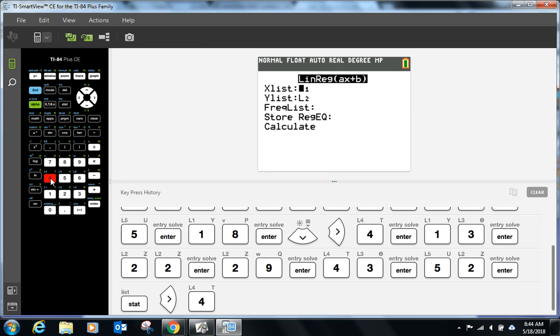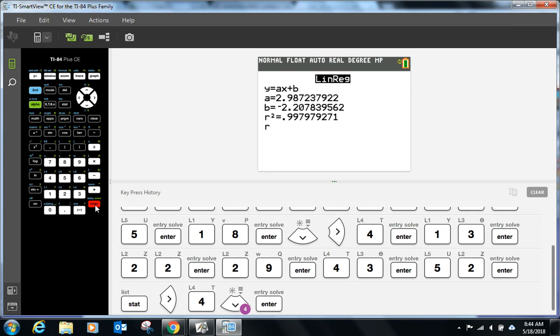You separate it by a comma, just like we've been doing, right? Nothing goes into anything else except for L1 and L2, so make sure you have that in there right now. Calculate. You're going to see a bunch of values. All I care about right now is what's called the correlation coefficient. That is an R value. The R value on here is your correlation coefficient.